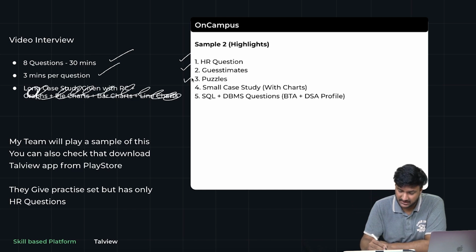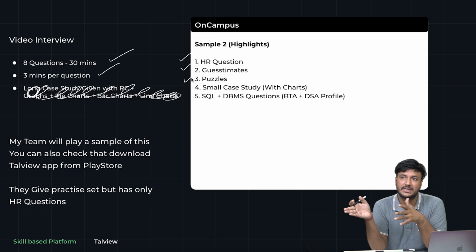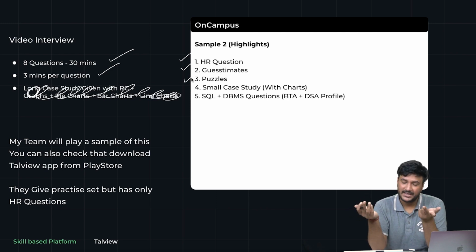There are going to be a lot of puzzles also. For example, they'll give you, okay, there are 3 people. One of them always lies. One of them always tells the truth, and one of them can tell the truth or lie. And you're supposed to think for 20 seconds and answer the question. So basically the same thing.